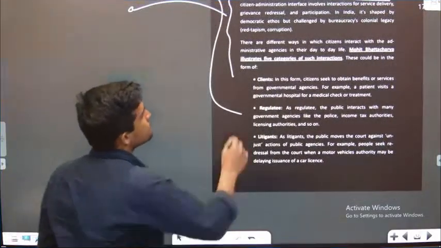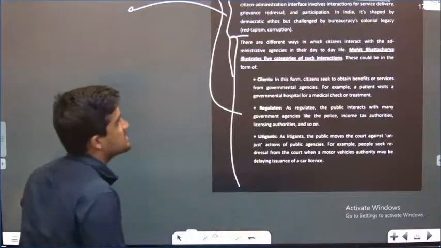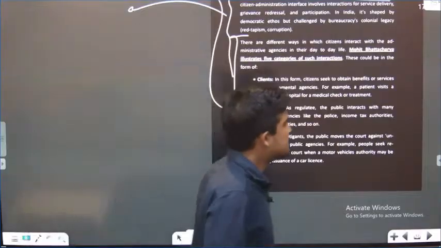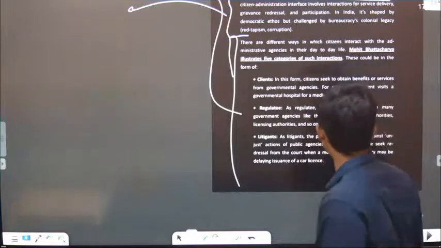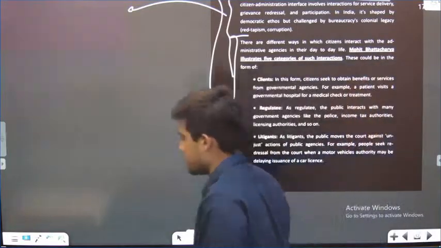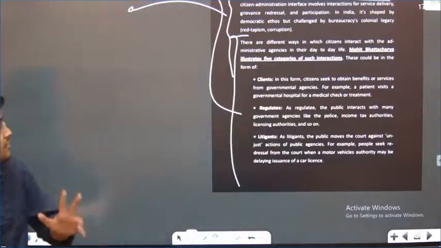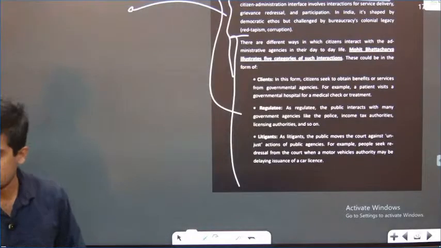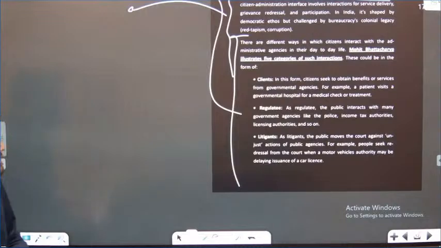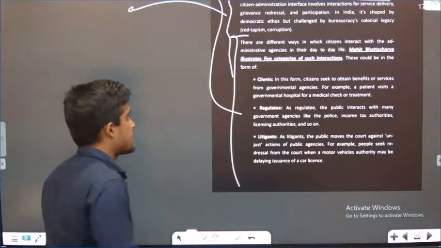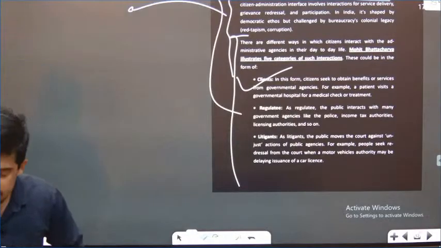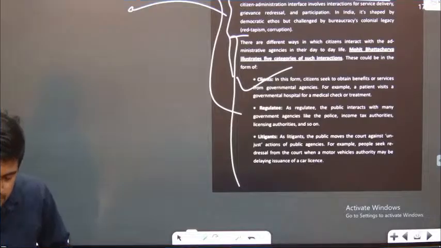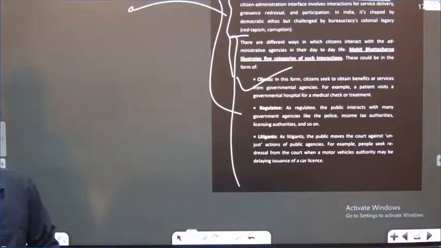Now, there are different ways in which citizens interact with the administrative agency in their day-to-day life. Mohit Bhattacharya says there are 5 categories of such interaction. In 5 ways, citizens are interacting. First, they are interacting as clients. There is some form of client orientation.